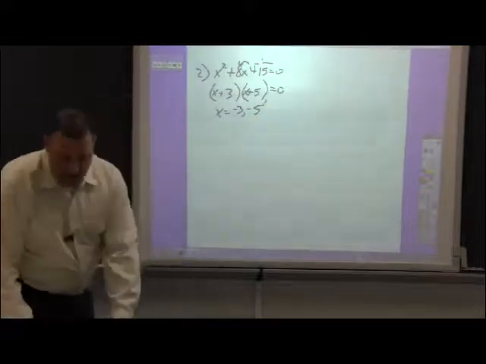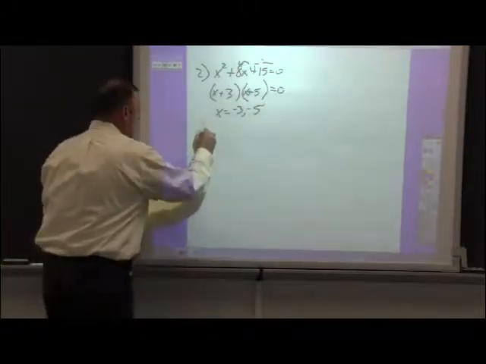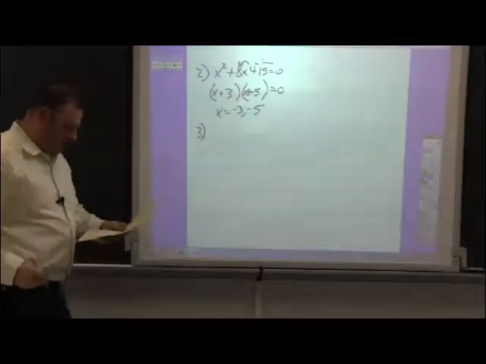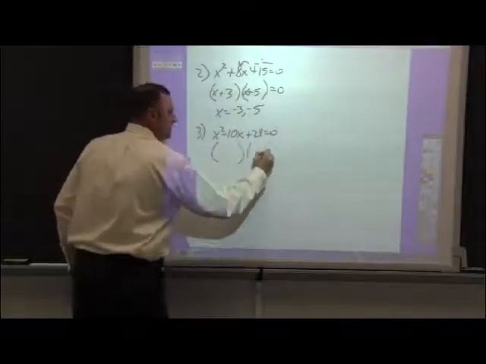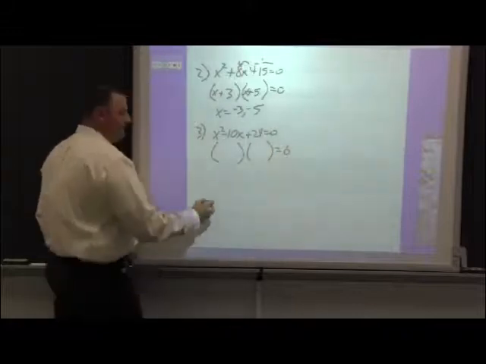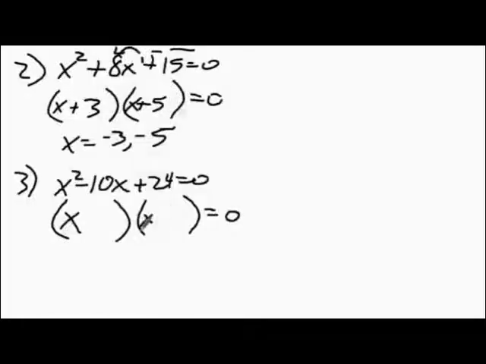All right, let's throw some negatives in now. Let's see. x squared minus 10x plus 24 equals 0. Okay, go ahead and make your sets of parentheses. Put your x's in front. Now, last term's positive, the signs are the same as the middle. Now the signs have to be minus, minus.